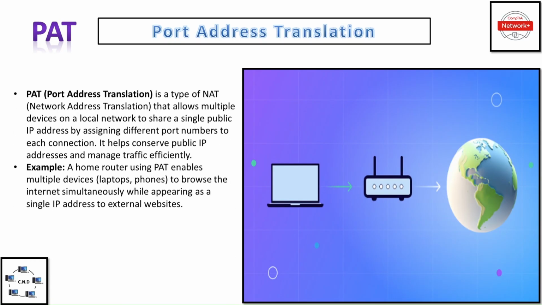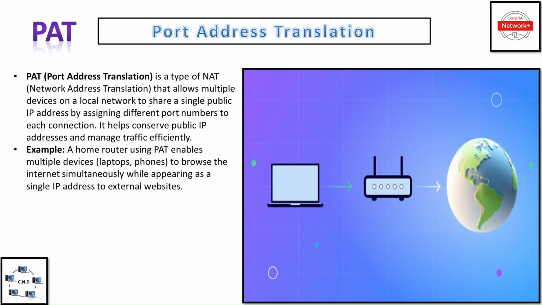PAT, that is port address translation. So PAT, or port address translation, is a type of network address translation that allows multiple devices on a local network to share a single public IP address by assigning different port numbers to each connection. It helps conserve public IP addresses and manage traffic efficiently. For example, a home router using PAT enables multiple devices, including laptops and smartphones, to browse the internet simultaneously while appearing as a single IP address to external websites.